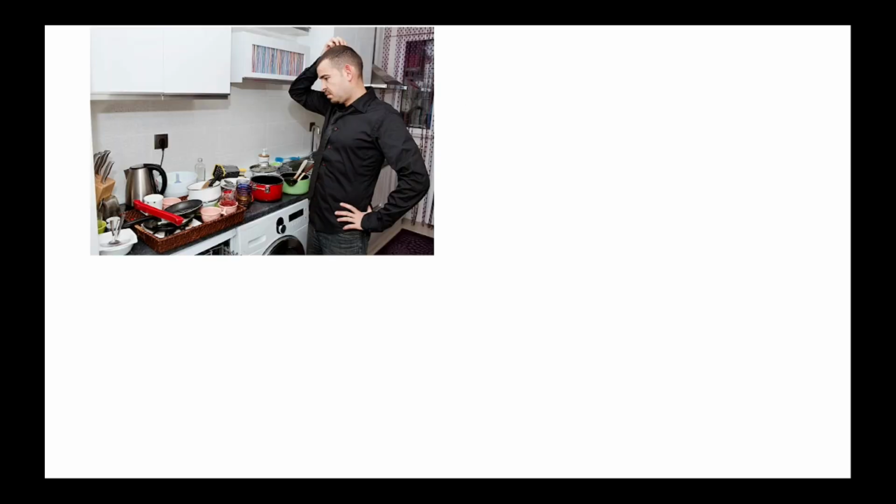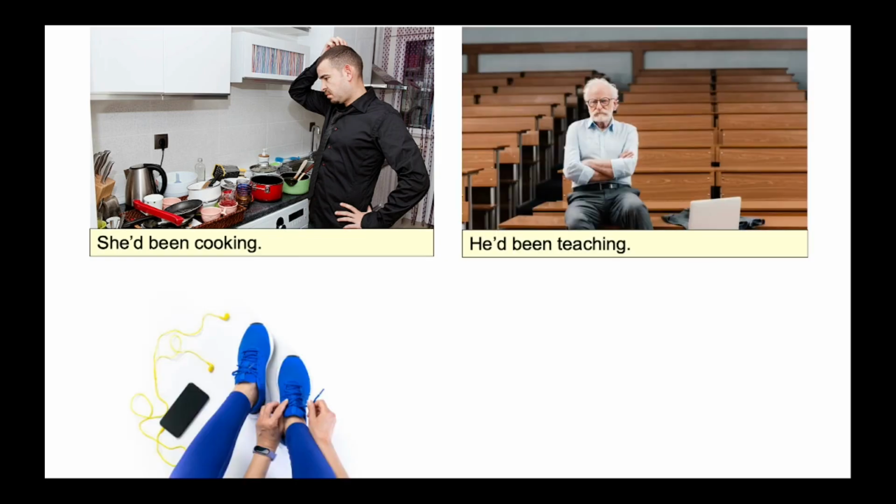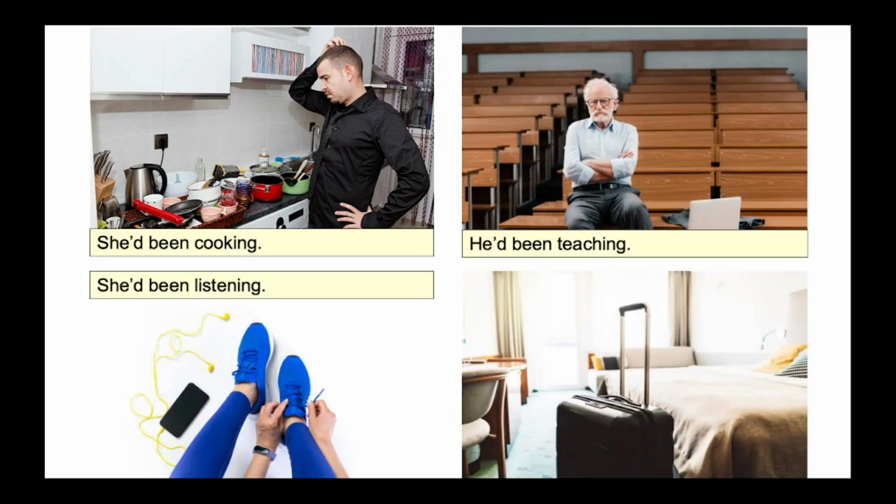Let's take a look at some examples. She'd been cooking. He'd been teaching. She'd been listening. He'd been traveling. Now, if you noticed, all the pictures denote continuous actions that started and ended before the pictures were taken.